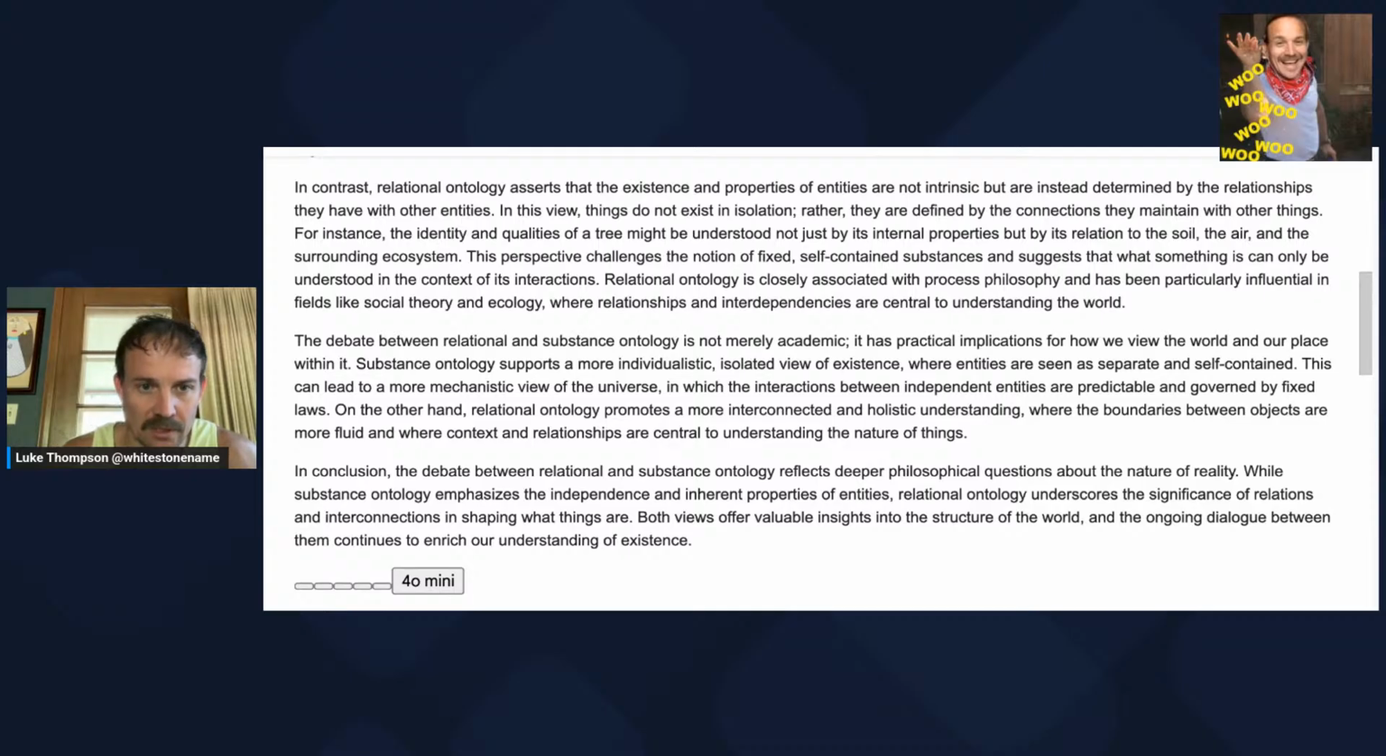On the other hand, relational ontology promotes a more interconnected and holistic understanding where the boundaries between objects are more fluid, and where context and relationships are central to understanding the nature of things. In conclusion, the debate between relational and substance ontology reflects deeper philosophical questions about the nature of reality. While substance ontology emphasizes the independence and inherent properties of entities, relational ontology underscores the significance of relations and interconnections in shaping what things are. Both views offer valuable insights into the structure of the world, and the ongoing dialogue between them continues to enrich our understanding of existence.